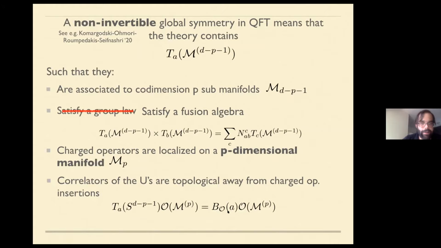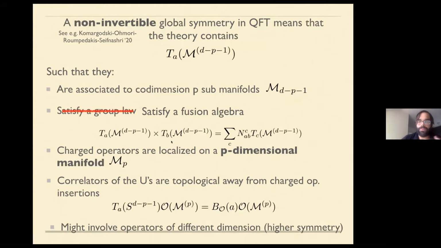Let me just say that there's one natural generalization of this, which won't play too much of a role in this talk, which is to generalize this algebra here. There's no good reason why all the operators that show up in the algebra should be supported on manifolds of the same dimension. Maybe you fuse two surfaces and get a line. That's something that could happen. And so the natural thing is to talk about non-invertible higher form symmetries.